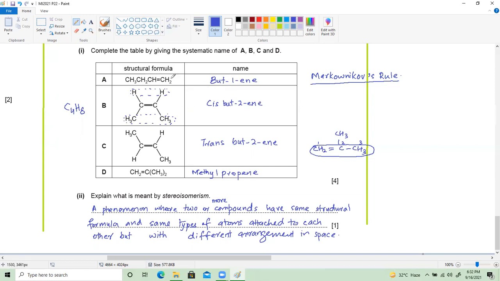Now see, with Markovnikov's rule, if the carbon atoms of the double bond have the same number of hydrogen atoms attached to them, then it's called a symmetrical alkene. This is a symmetrical alkene. Even the trans-butene is also a symmetrical alkene. And if the number of hydrogen atoms attached to the carbon atoms of the double bond are different, like here, then that's called an unsymmetrical alkene.